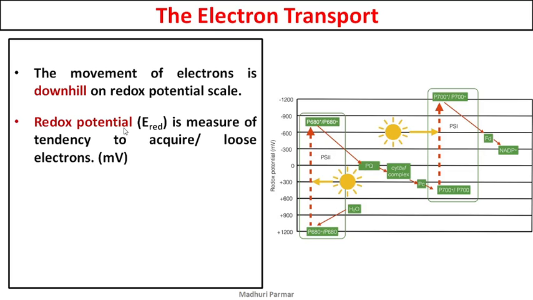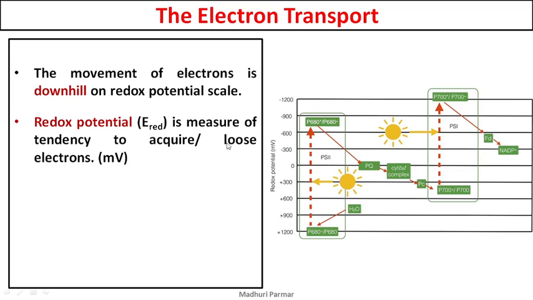It is the measure of tendency to acquire or lose electrons. So these are just numbers, normally in millivolt, microvolt, or volt, depends, but here we are mostly considering millivolts. These are nothing but numbers which show you whether this particular chemical will accept electron or will donate electron. So just looking at the number, you can come to know whether it will be accepting electrons or giving electrons. So that is what redox potential is.